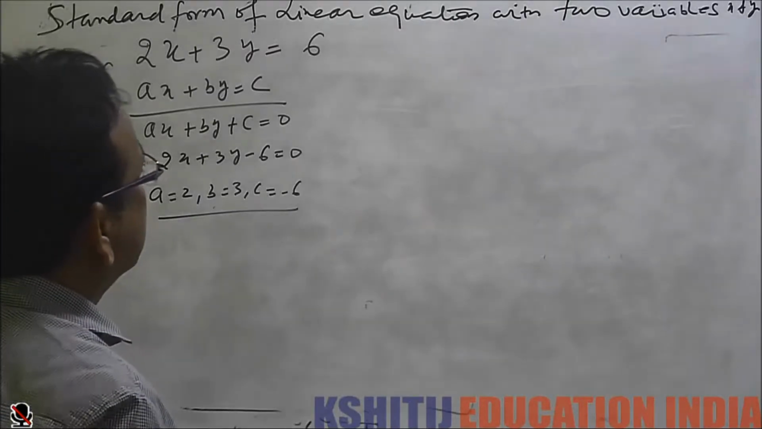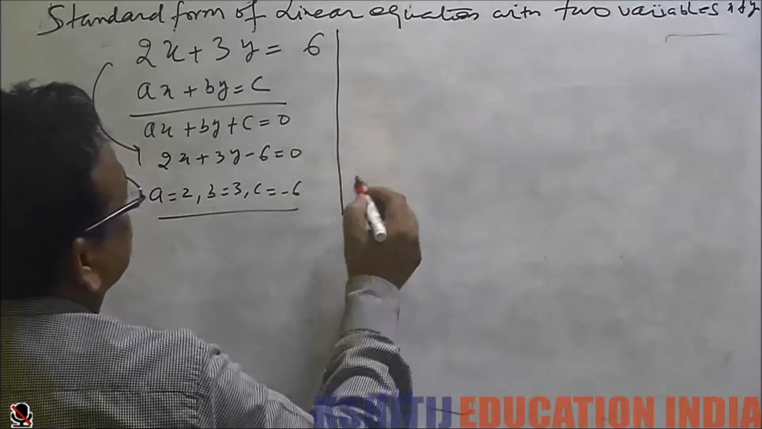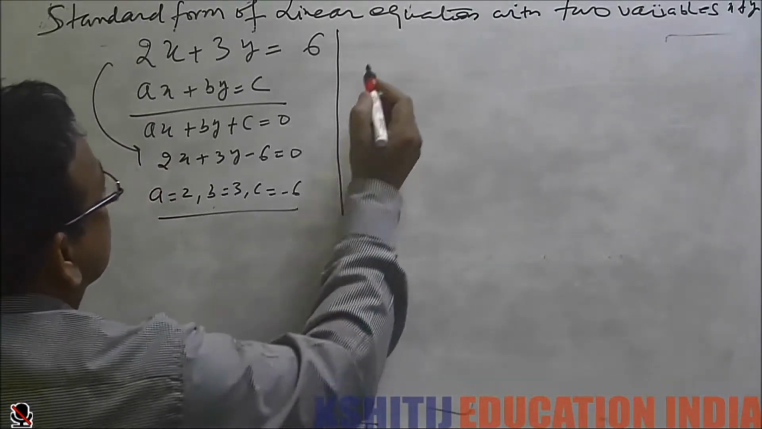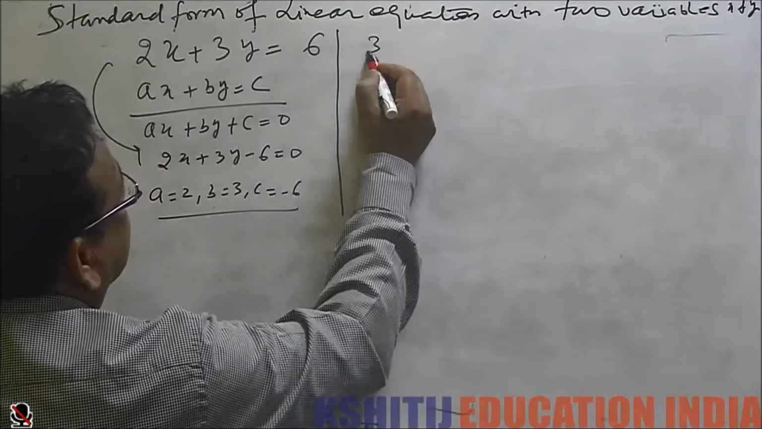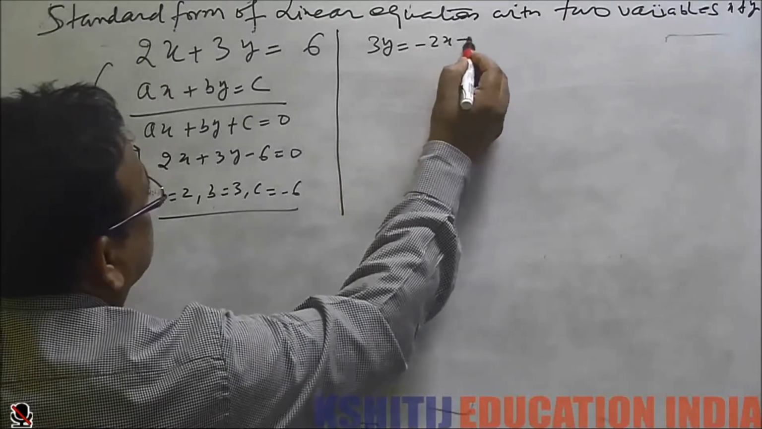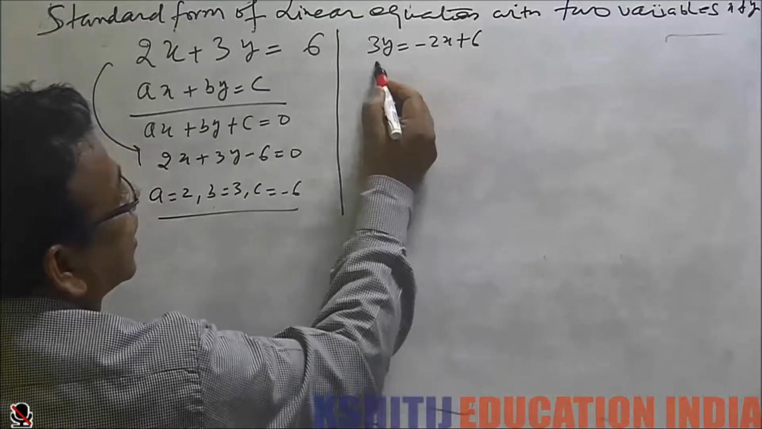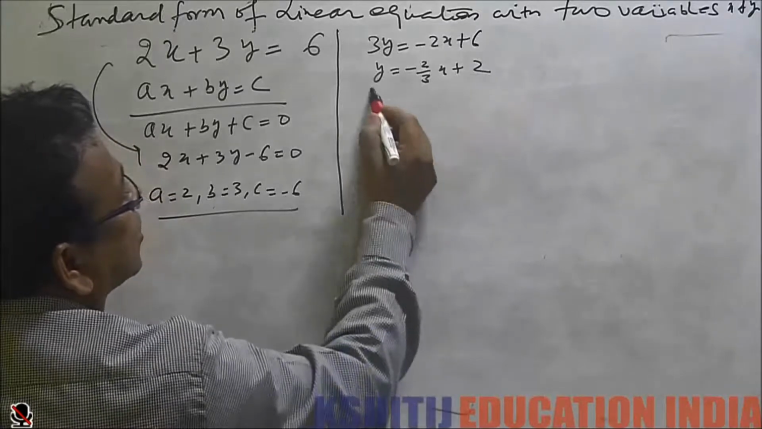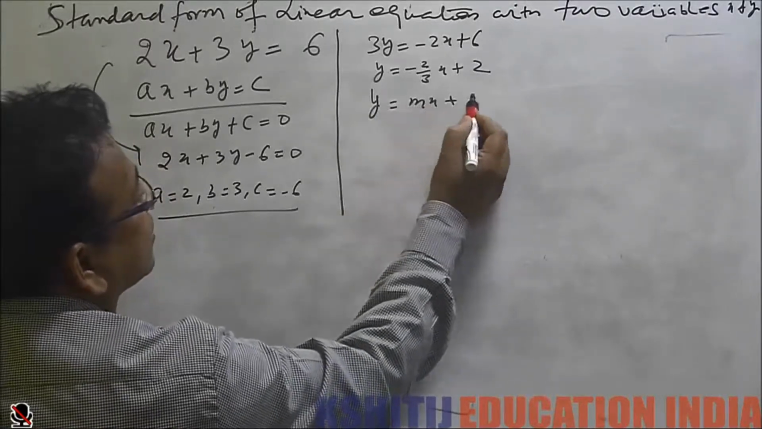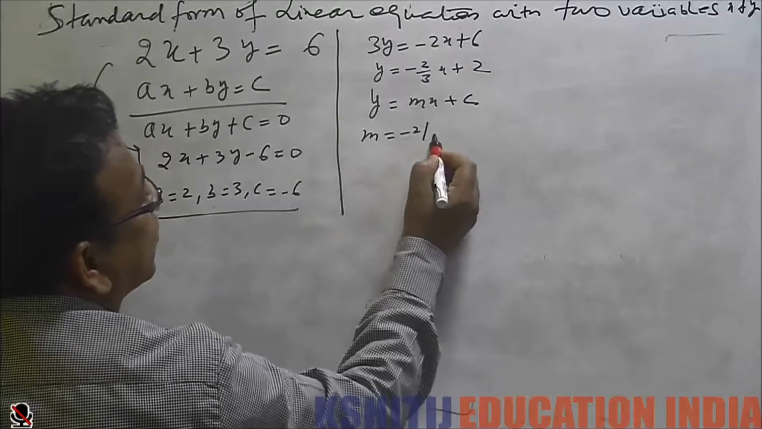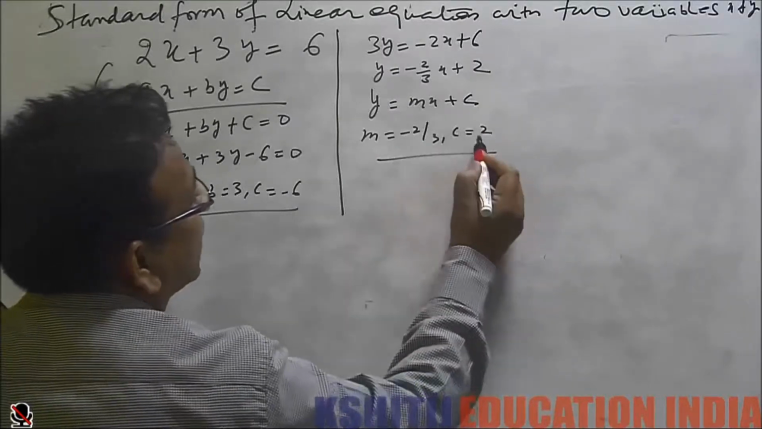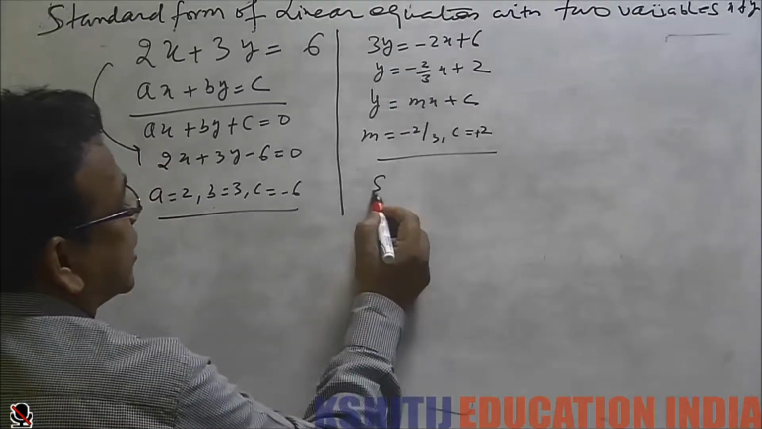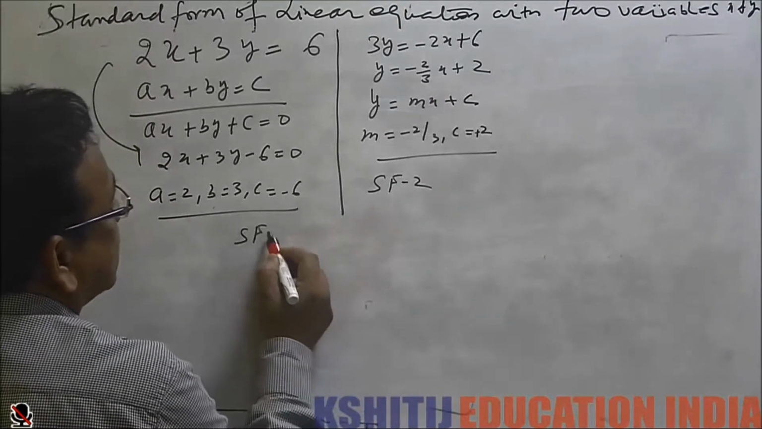Now, this is my first form of standard equation. I change it to, like this, 3y is equal to minus 2x plus 6, divided by 3. I get it like this. So this would become in this format, where m is equal to minus 2 by 3 and c is equal to plus 2. Right? So this is another format. Standard format 2, standard format 1.